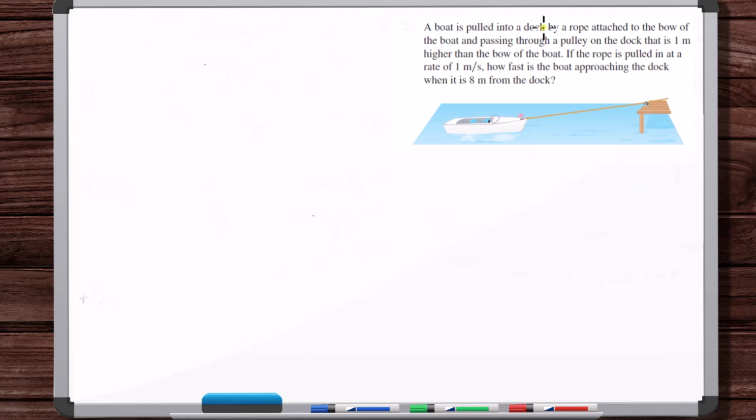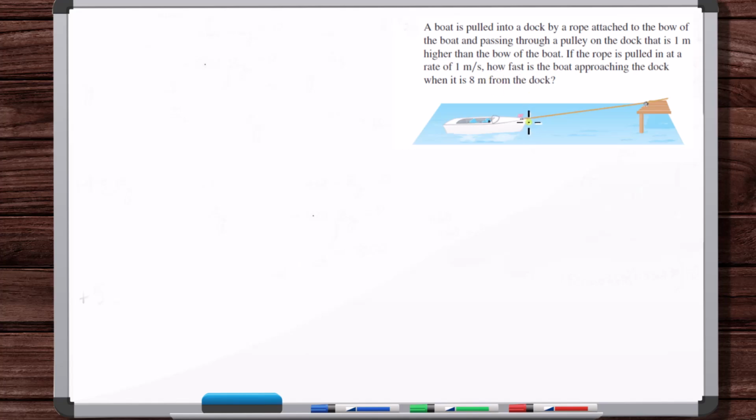A boat is pulled into a dock by a rope attached to the bow of the boat and passing through a pulley on the dock that is 1 meter higher than the bow of the boat. If the rope is pulled in at a rate of 1 meter per second, how fast is the boat approaching the dock when it is 8 meters from the dock?